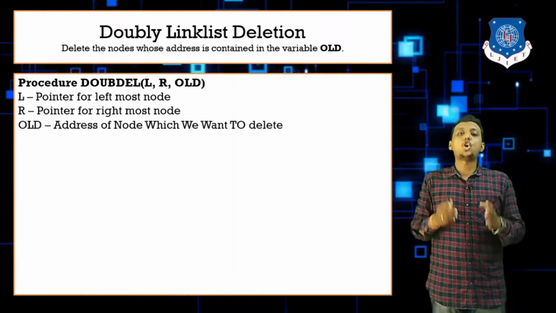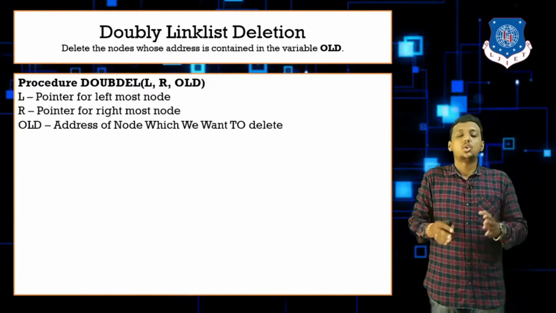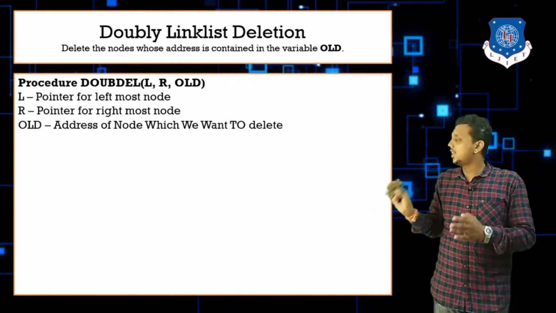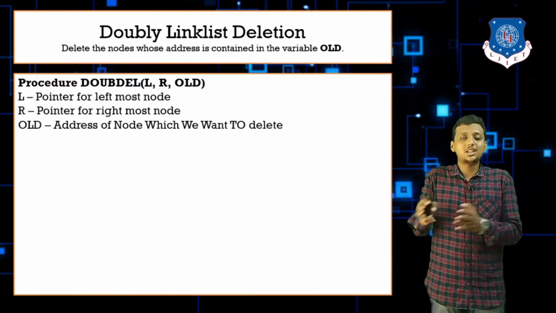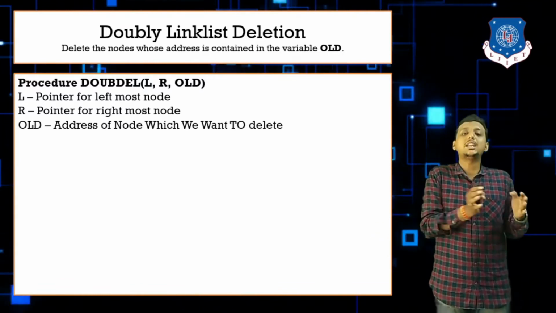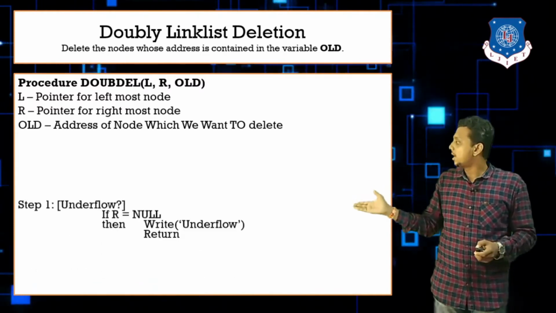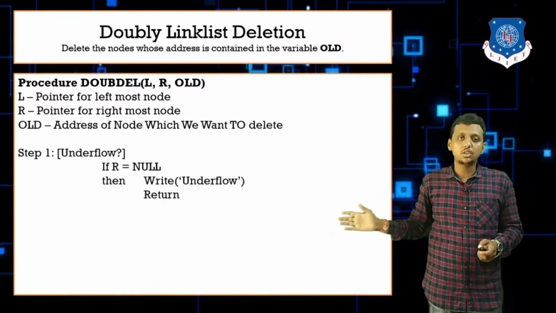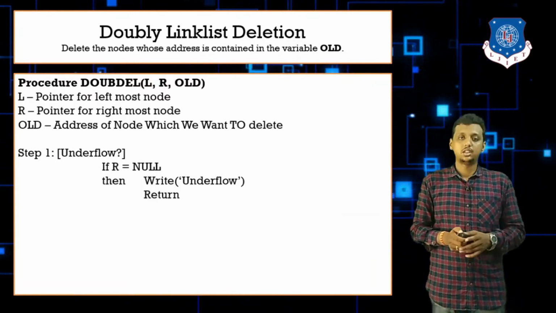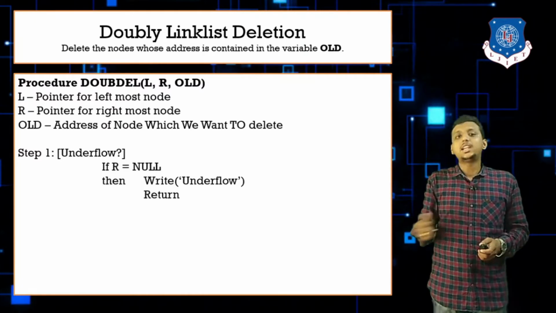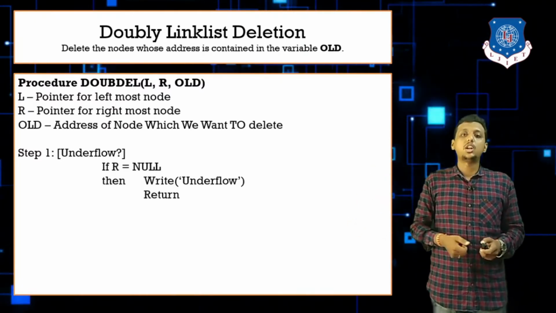Always remember, when we talk about deletion, we need to check the underflow condition, students, right? So the underflow goes like this: if my L pointer is equal to null or R is equal to null, then just write underflow over there and write return. Students, if you write only L is equal to null, then it's also fine, you can write it.